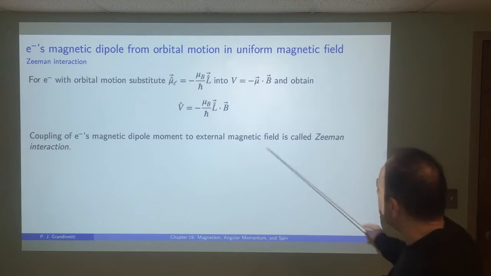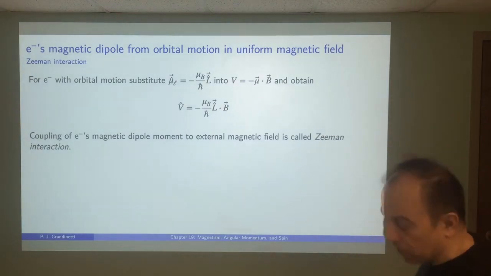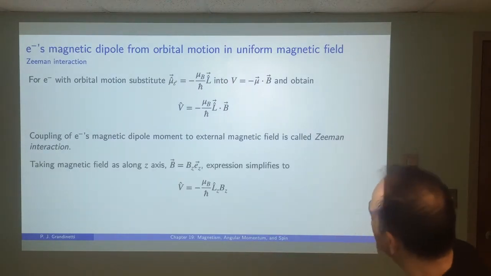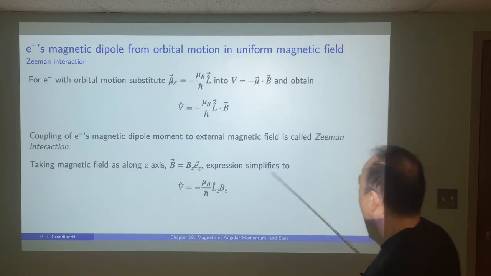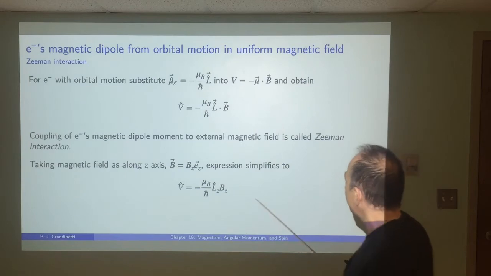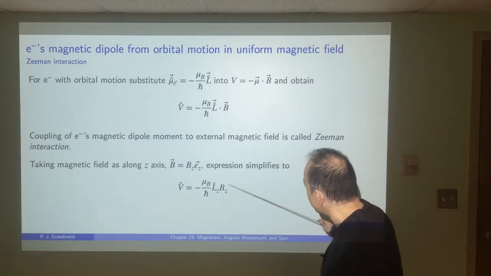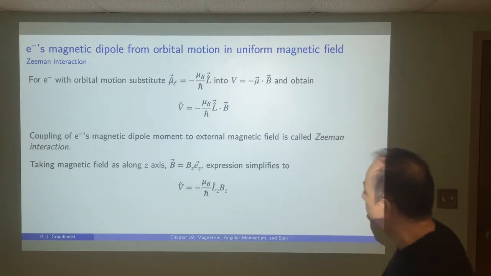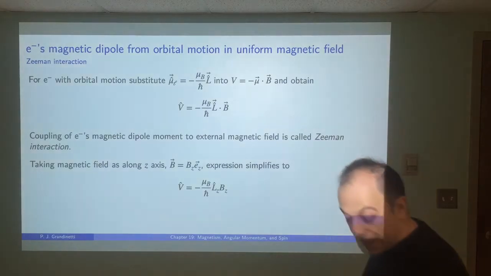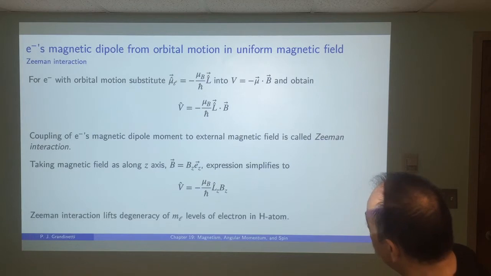Now, this coupling between the magnetic moment of the electron and the magnetic field is something that's called the Zeeman interaction. So this potential energy term has a name. It's called the Zeeman potential energy term. If we take the magnetic field to be pointing along the z direction, then this dot product simplifies to just Lz times Bz. And so you see that this is our expression for the potential energy of the electron in a magnetic field, with the magnetic dipole moment from its orbital motion.